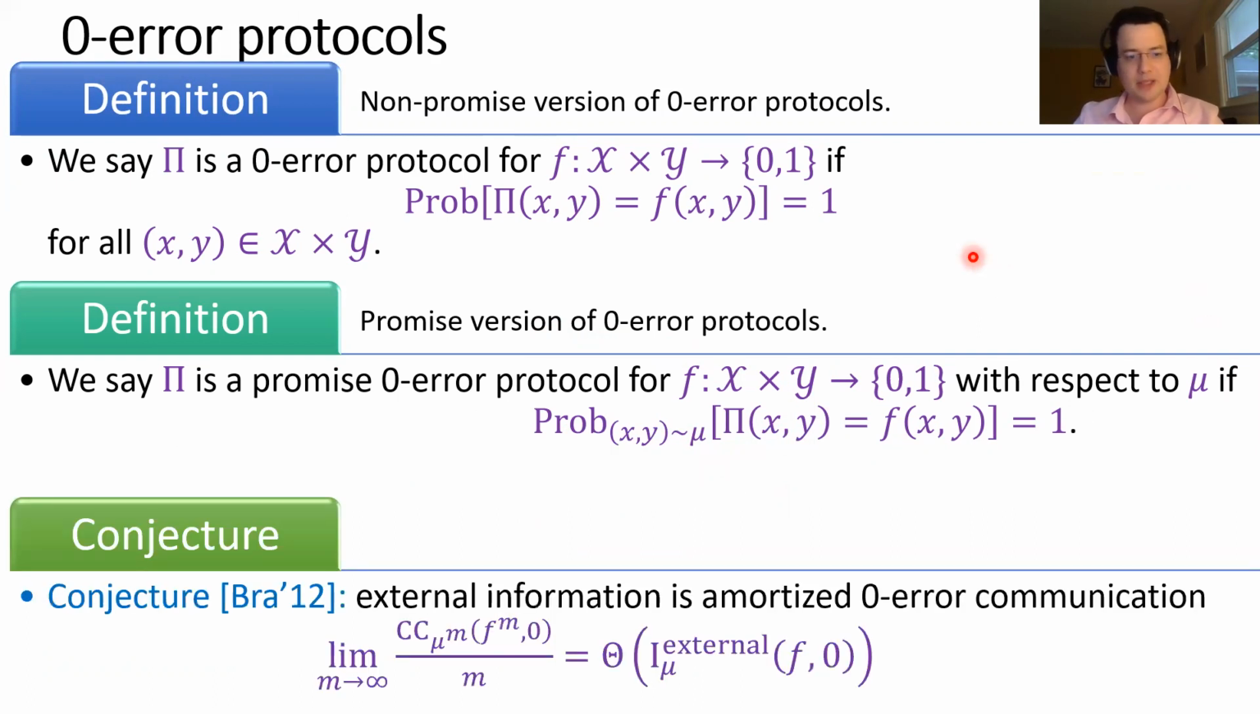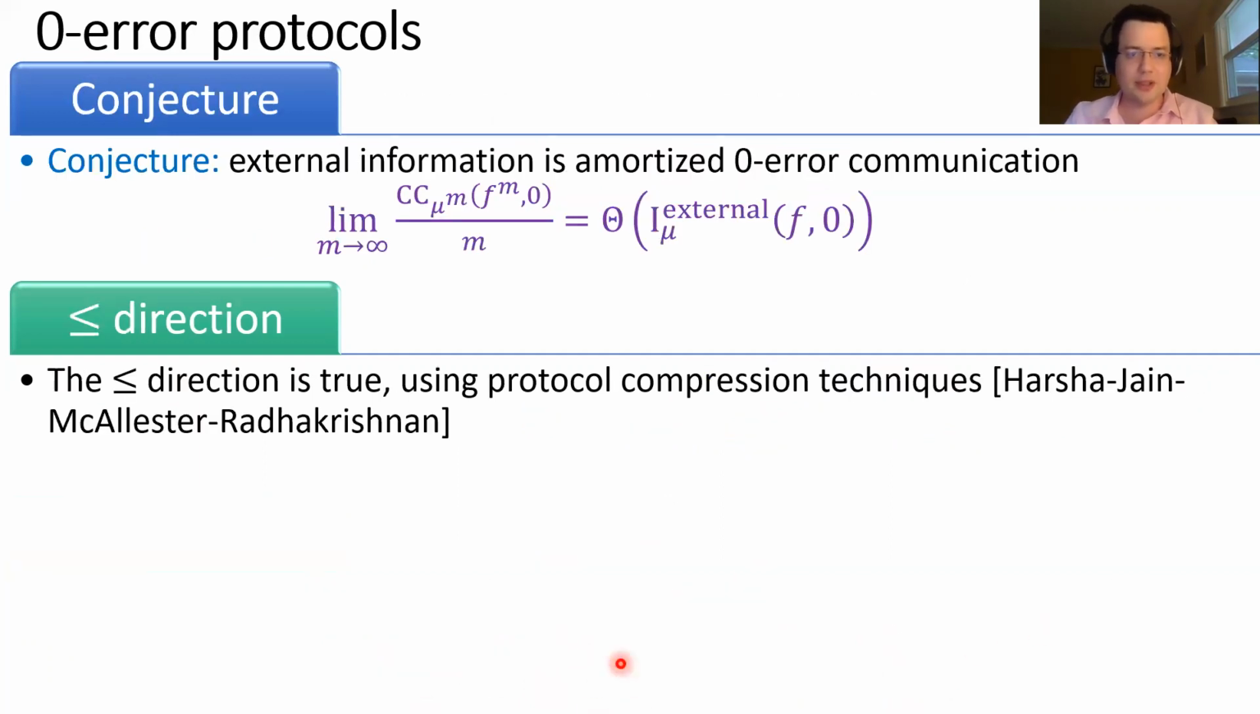And a conjecture from about 10 years ago was that if you take amortized zero-error communication complexity, it's equal, perhaps up to a constant, to zero-error external information complexity. There were some reasons to believe in this conjecture. It's not just taking two quantities that we don't really understand, the zero-error amortized communication and external information, and saying, okay, maybe they're equal to each other. There was some evidence in favor of it.